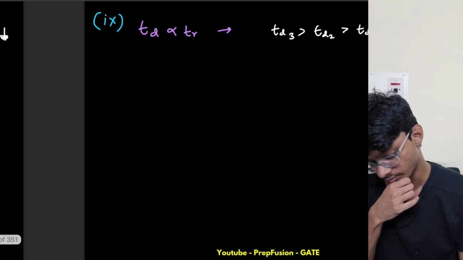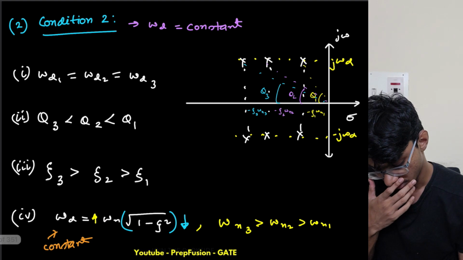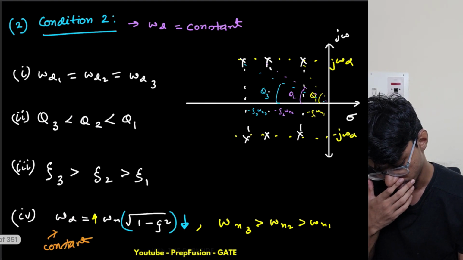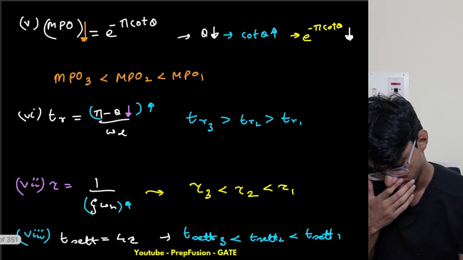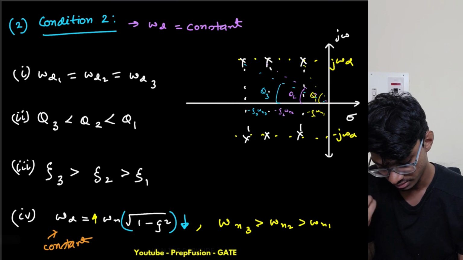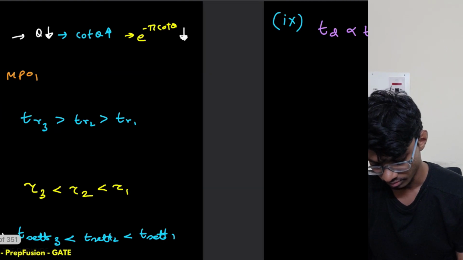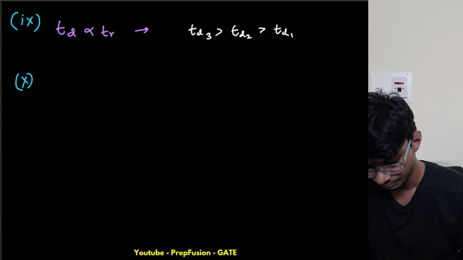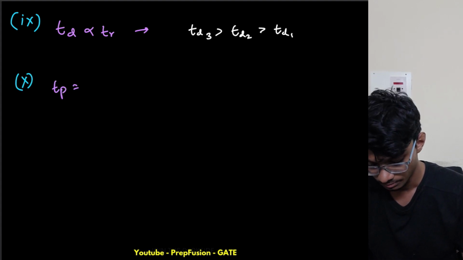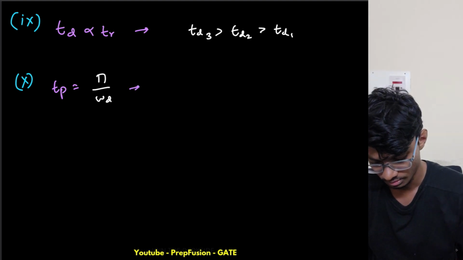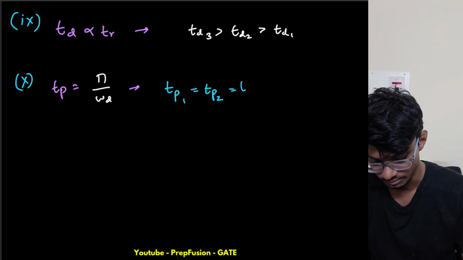So what else can we see? Did I calculate the peak time? I forgot to calculate the peak time actually. I missed one parameter, but still I got 9 parameters. So what will be the peak time? Peak time is pi upon omega d, right? And my omega d is constant, so my peak time will be tp1 equals tp2 equals tp3.